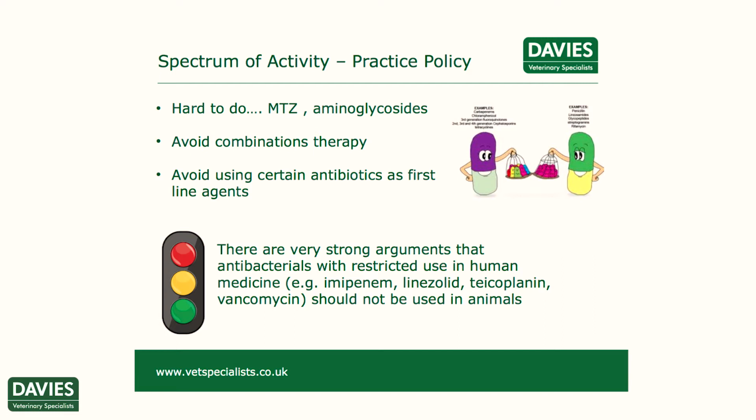The final thing I just want to mention is spectrum of activity. Again, referring back to that simple cartoon model we used, the broader spectrum the antibiotic or the combination of antibiotics you're using, the more impact you're going to have on potential non-target species and select for a resistant organism. So it's hard to do in some situations because the number of antibiotics we've got available in veterinary medicine are quite limited, in that there's not that many that are narrow spectrum. I guess the best examples would be aminoglycosides or metronidazole, only affecting anaerobes.